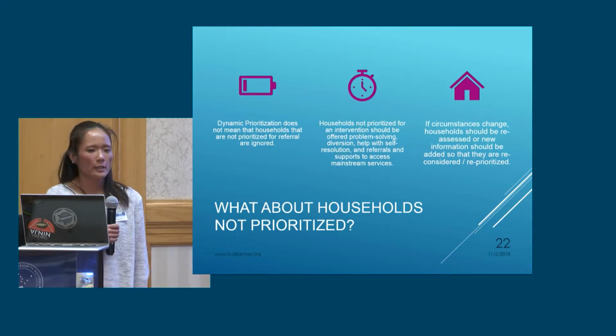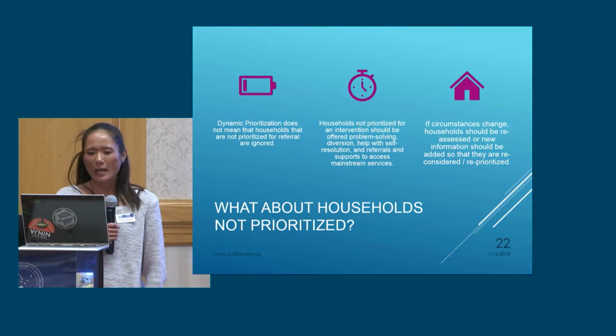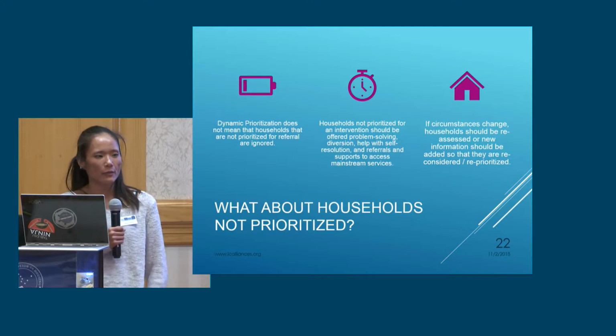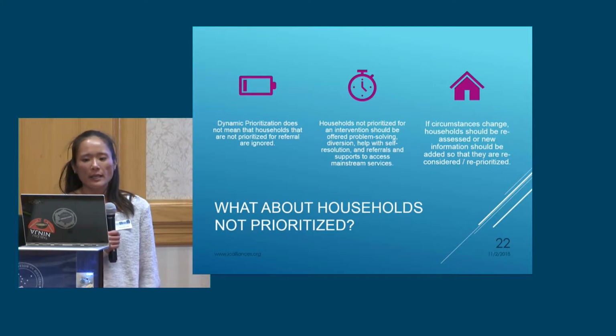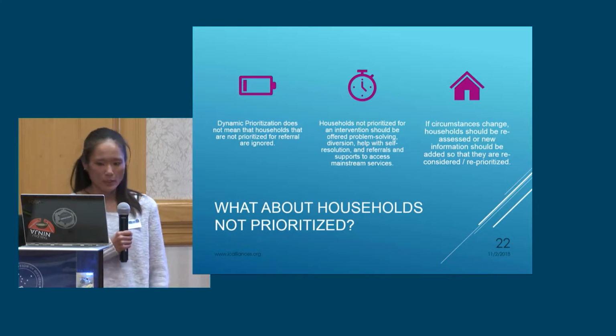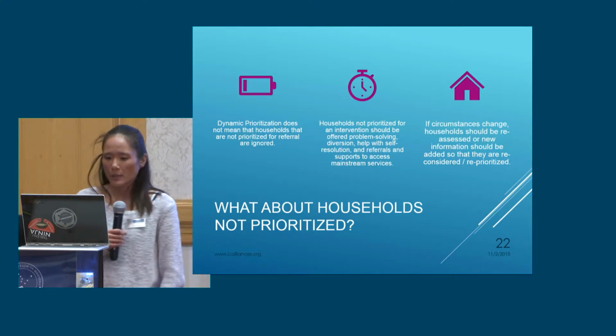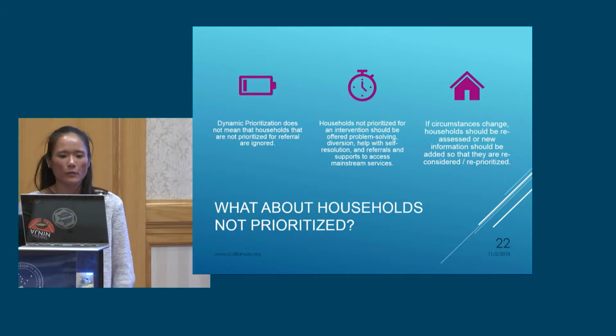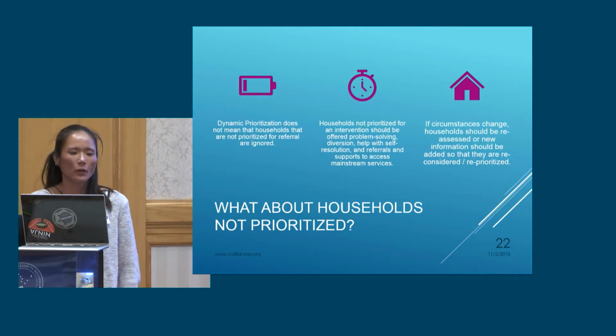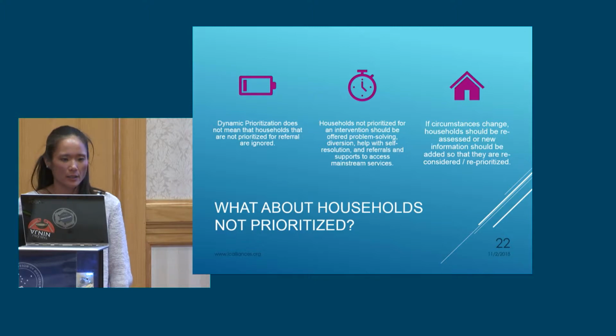So dynamic prioritization doesn't mean that those who are not prioritized for a specific housing intervention should be ignored. These households should be offered some level of support to address their housing crisis, like problem solving, diversion, help with self-resolution, referrals, supports to mainstream resources. And then if circumstances change, the household should be reassessed or new information should be added because they're not static.